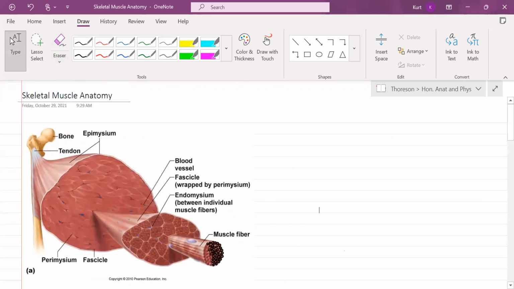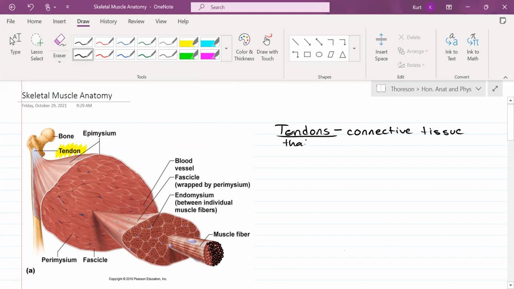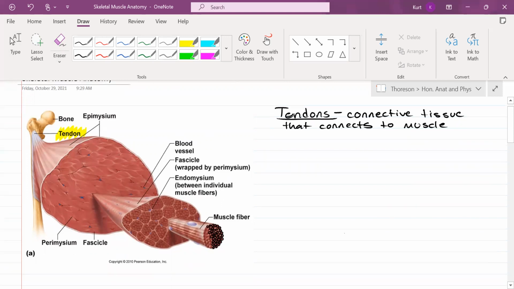Okay, the first term I see here are tendons. Lillian, what do tendons connect? It is connective tissue that connects bone to muscle.